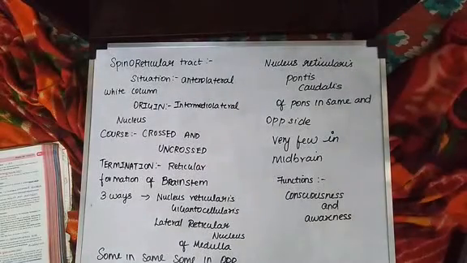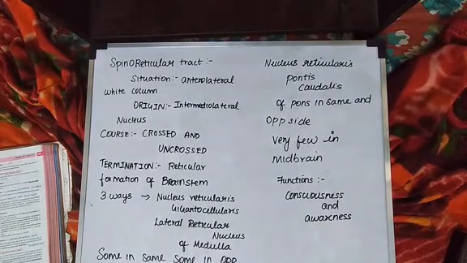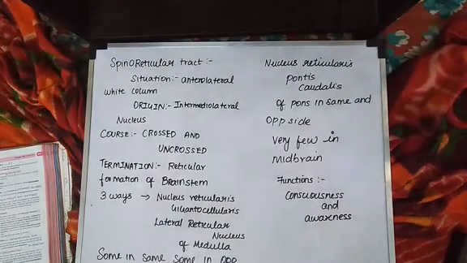Next we have the spinoreticular tract. They are situated in both the anterior and lateral white column. They are partially situated anteriorly and at the same time laterally, so they are situated together at the anterolateral white column. It gets originated from the intermediate lateral nucleus, which is situated in the lateral column of the spinal cord, I guess. As I mentioned, it is in the anterolateral white column, and at the same time it has crossed and uncrossed fibers, so both fibers it has.